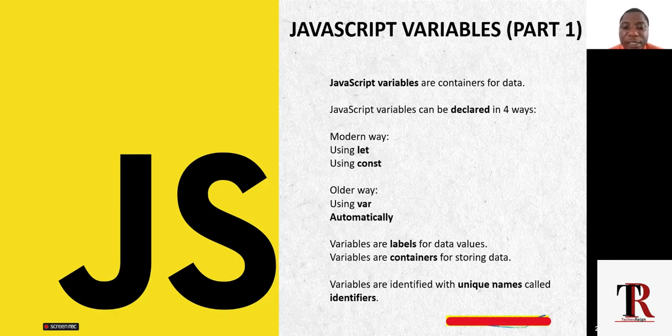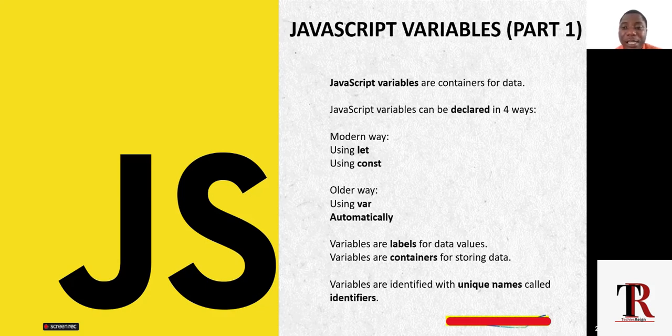Variables are labels for data values. So they're just like when in your kitchen, you can have a container, you put some sauce inside, you have another one, you put some things inside, you can put salt in one, put Maggi in another one. That kind of thing is the way variables too are for values. So they are like labels. Then you know that, when you see this contains a number, this contains a string, this contains arrays, this contains an object. They are containers for storing data.